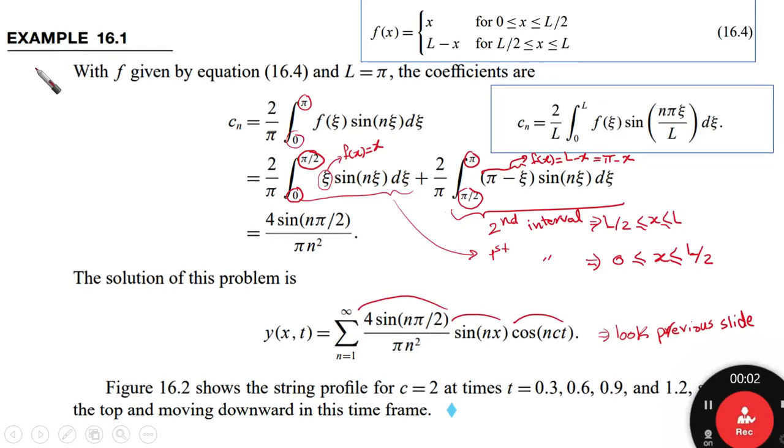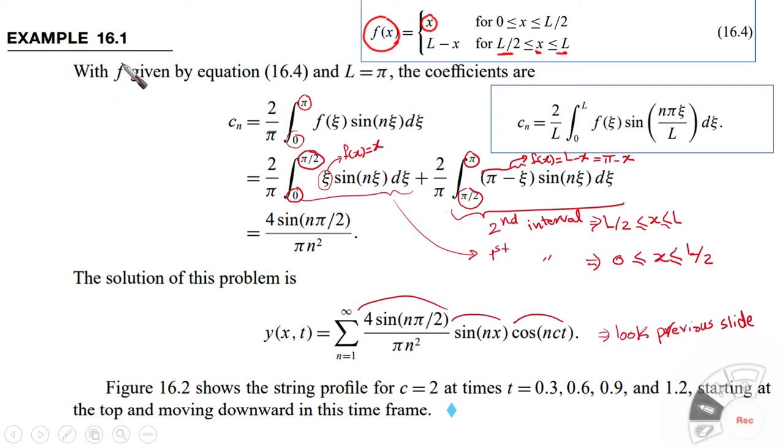Okay, so let's have an example here, and in this example we are going to deal with the function that we have already explained in the previous video. This function f of x equals x when x is between 0 and L over 2, and it equals L minus x for x between L over 2 and L. So we have these intervals of the function.